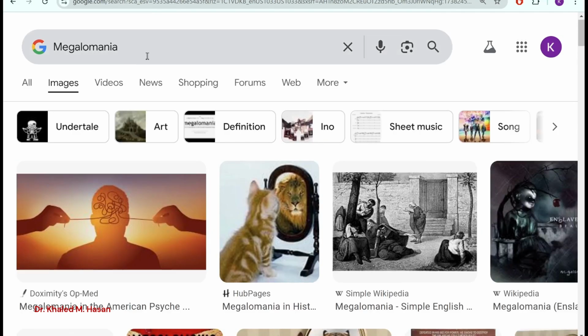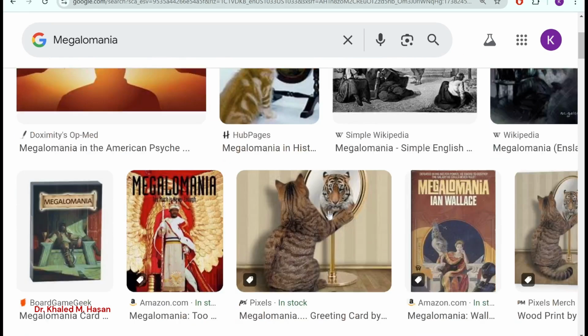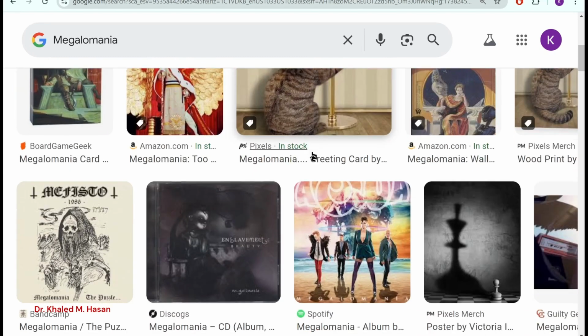Again for megalomania, a condition characterized by delusion and an inflated sense of self. You can see the cat and the lion in the mirror here. When you imagine yourself bigger than you are in a normal situation, you can see the situation here. This is megalomania.